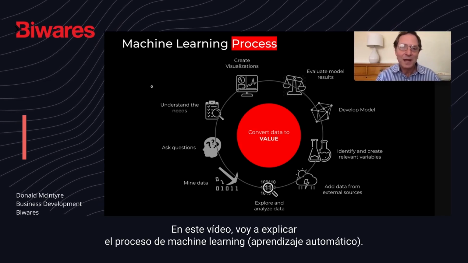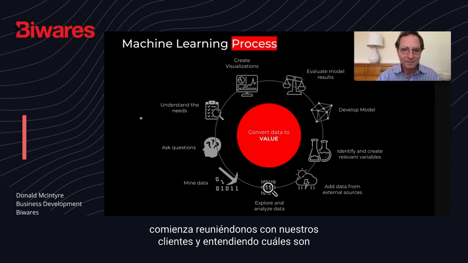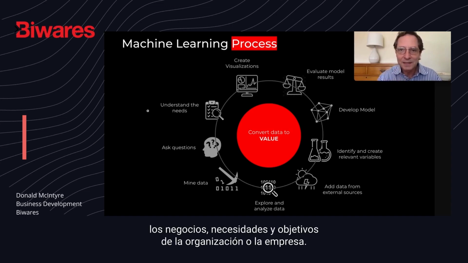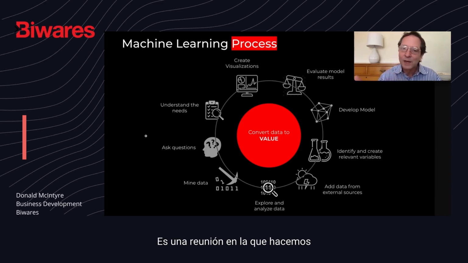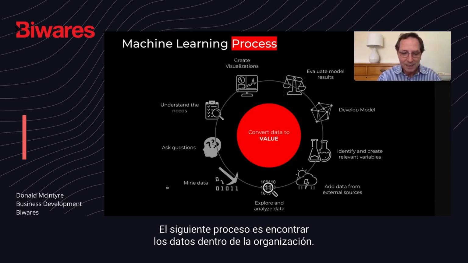In this video, I am going to explain the machine learning process. The machine learning process starts by meeting with our client and understanding what the business needs and goals of the organization or the company are. It's a meeting where we ask questions and our aim is to understand the business in detail so we can make the right recommendations.